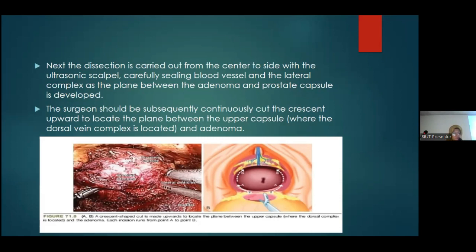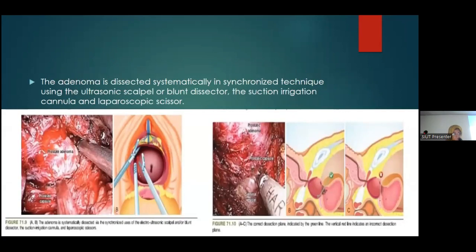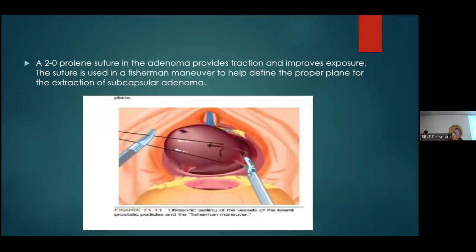The surgeon should subsequently continue to cut the crescent upward to locate the plane between the upper capsule, where the dorsal vein complex is located, and the adenoma. The adenoma is dissected systematically in a synchronized technique using the ultrasonic scalpel or blunt dissector, the suction irrigation cannula, and the laparoscopic scissors. A 2-0 Prolene suture in the adenoma provides traction and improves exposure.